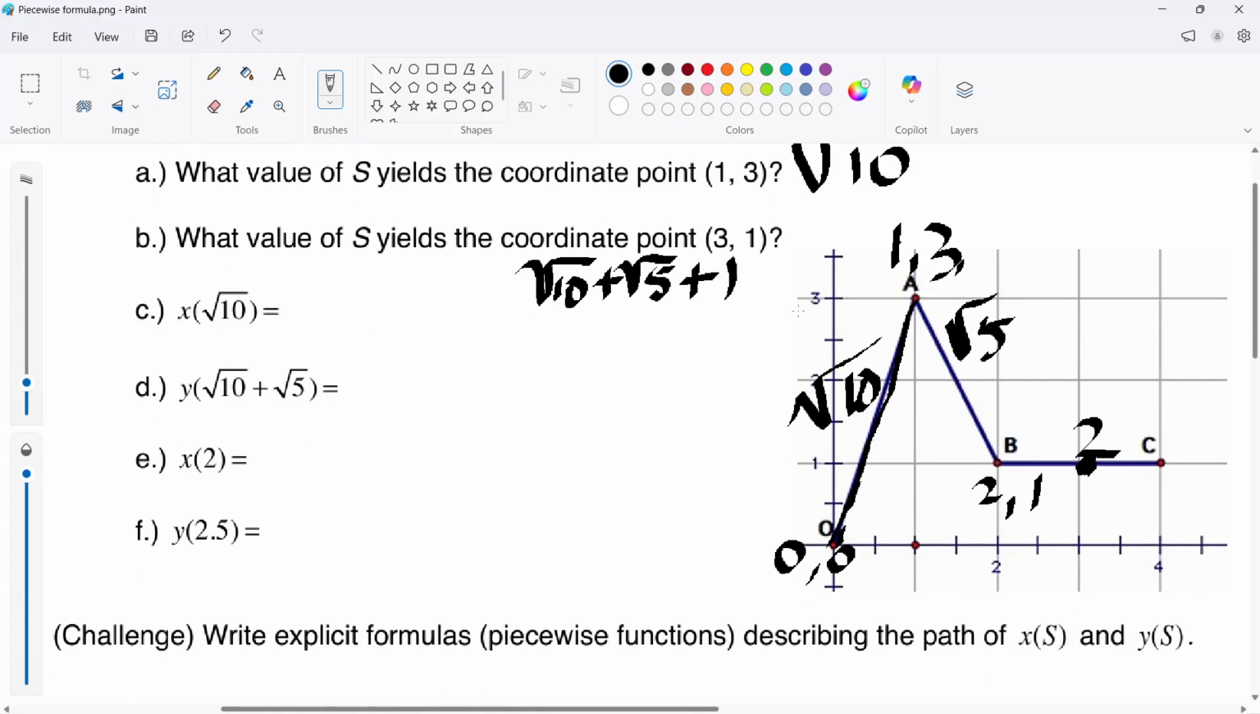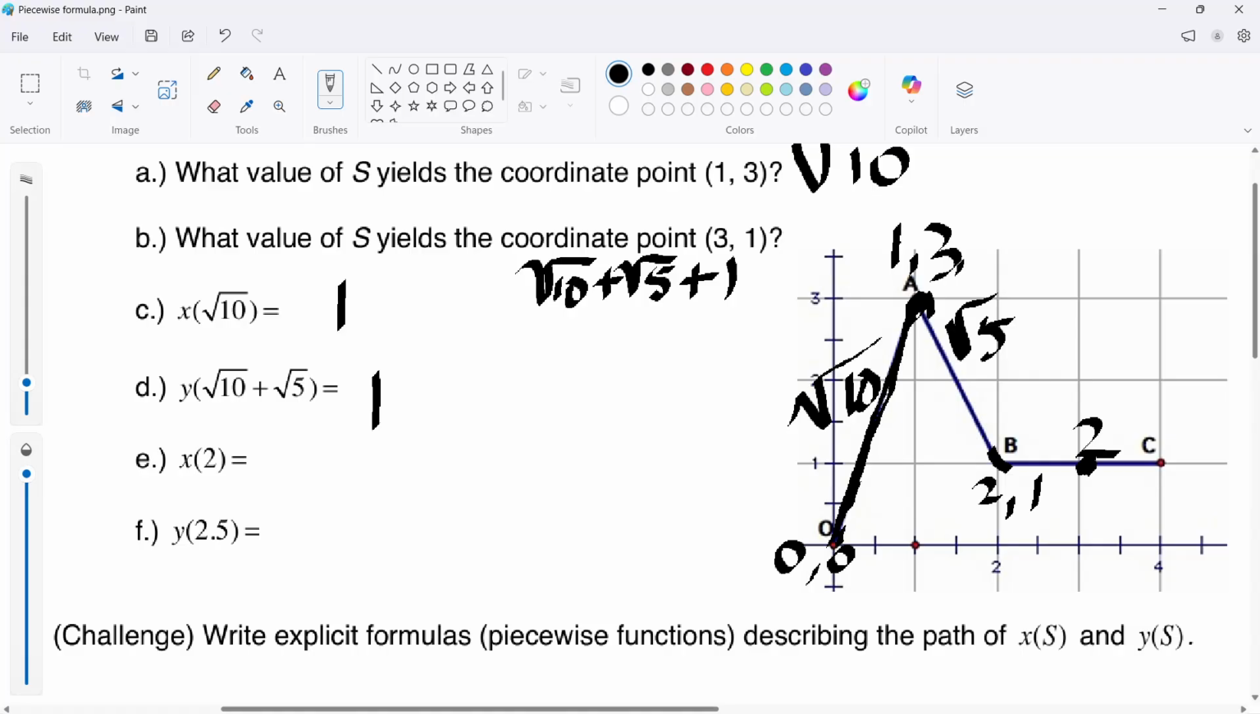What is x when the distance traveled is square root of 10? Well, that gets me to the point A. I've gone a distance of square root of 10. That's 1. What is the y value when I've traveled square root of 10 plus square root of 5? The y value is 1. What's x at a distance of 2?